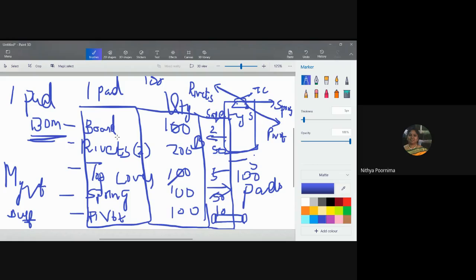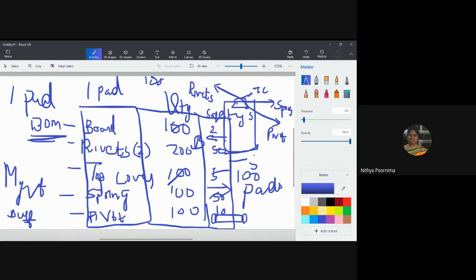Is it clear? Are you understanding now what a bill of materials is? Yes, ma'am. Am I going too fast? Are you able to follow me? Can you follow me? Am I fast? No. No. Okay.